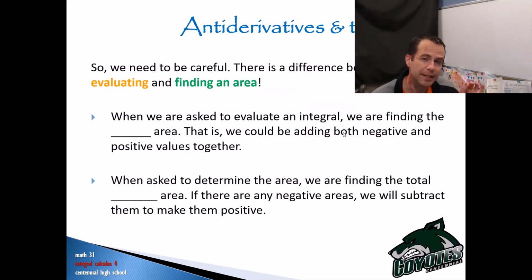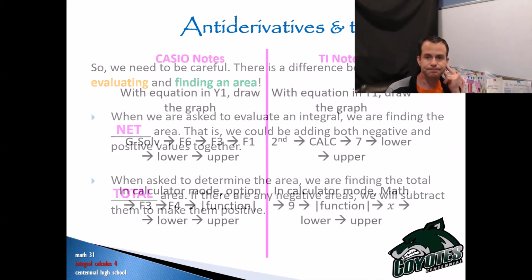There's a difference between evaluating and finding an area. That first question where I got the negative 25 over 6, that was evaluating, not finding the area. So when we are asked to evaluate an integral, we are finding the net area. That is, we could be adding both negative and positive values together. But when we are asked to determine the area, we want to be finding the total area. If there are any negative areas, we subtract them to make them positive, or you could look at it as you're adding the absolute, whichever makes most sense to you there, okay?